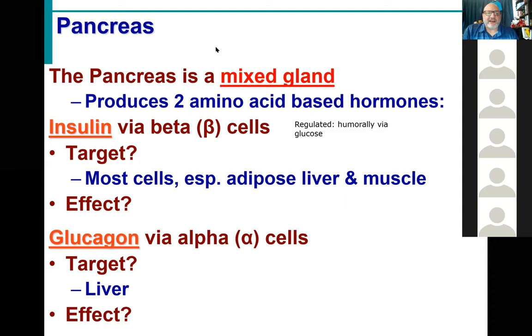And therefore, how is glucagon going to be regulated? As insulin, humorally via glucose level. Exactly. Just like insulin, it is regulated humorally via glucose levels. Perfect. All right. Questions on that?